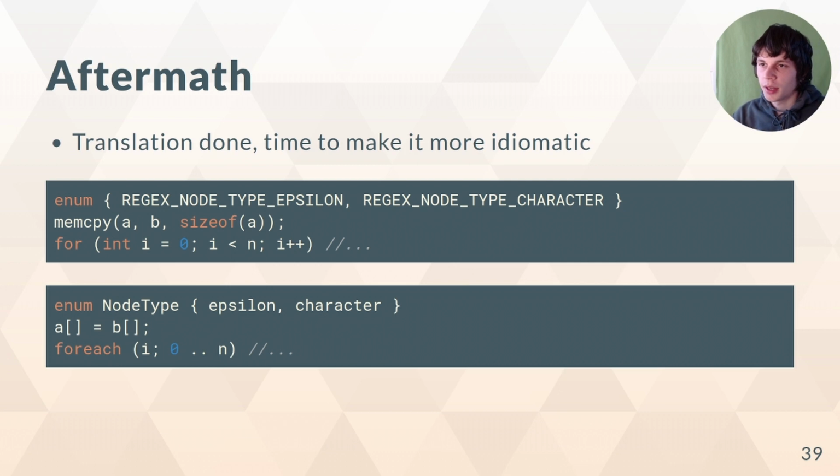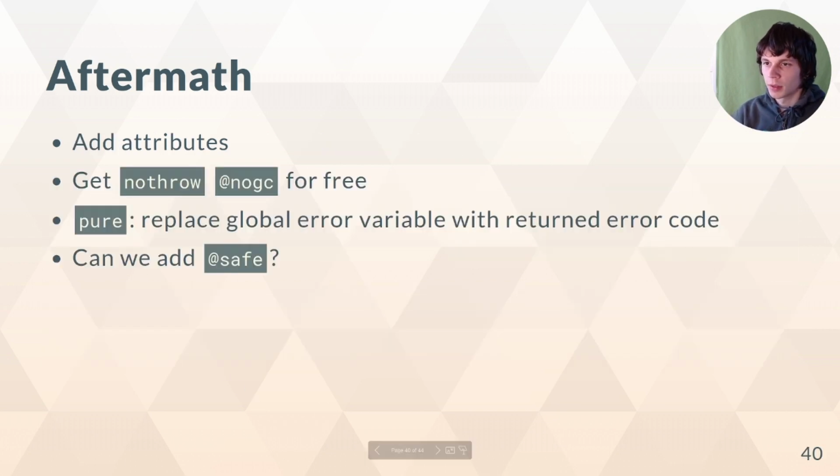Finally, I want to talk about the aftermath of translating C to D, because once the translation is finally done and it's correct, there's still some ways to improve the resulting code by making it more idiomatic D. Examples of this are replacing C-style global enums with namespace enums, like which D has, replacing memcpy and other mem functions with slice operations, which look a lot nicer and are more type safe, replace traditional for loops with foreach loops, etc. You can also add attributes to the code.